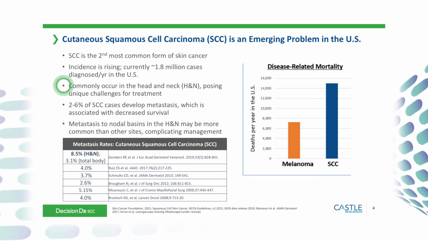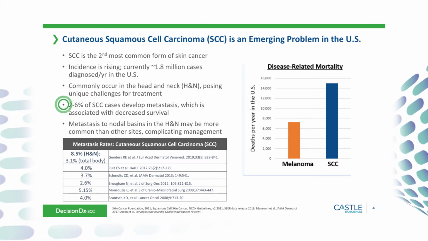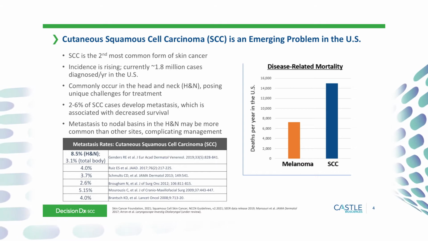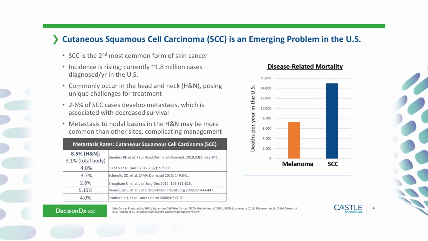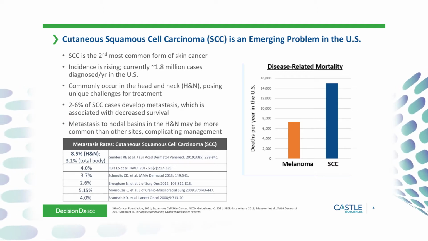Obviously it is very common on the head and neck. In fact, that's the most common subsite for this cancer. We know that several percent of patients who develop this cancer will develop metastasis. We also know that this is more common in the head and neck because of the rich lymphatic drainage in that region.